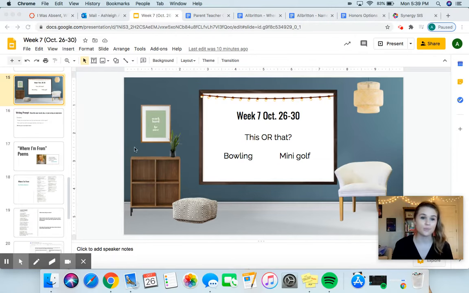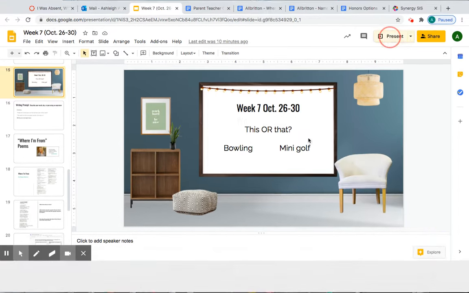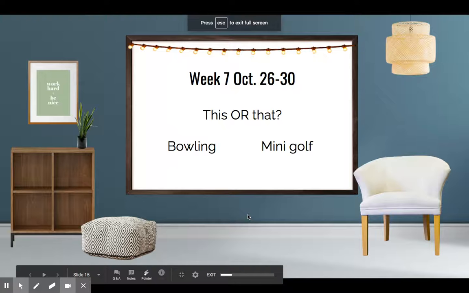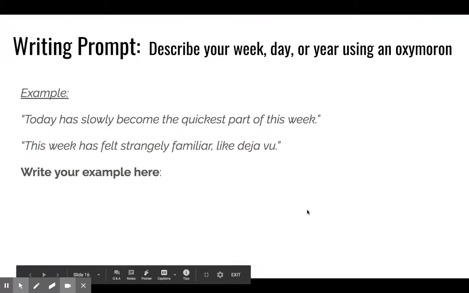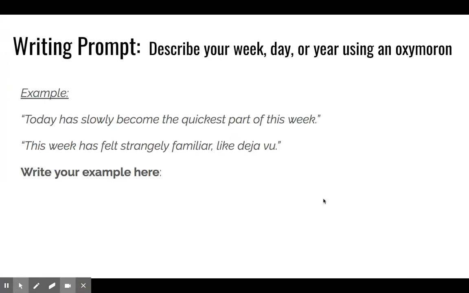Alright, this is part 2 of week 7. I had to split it up into 2 because it was so long. I think it'll help. So, part 2, this would be what you would have done during your second synchronous day for week 7. So, writing prompt, again, we're going to practice figurative language.